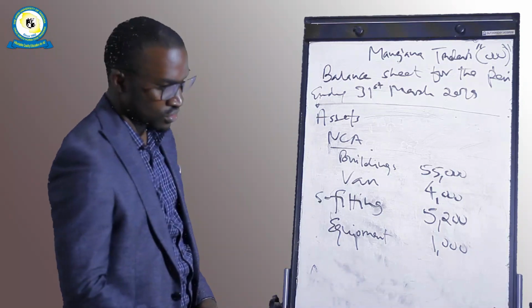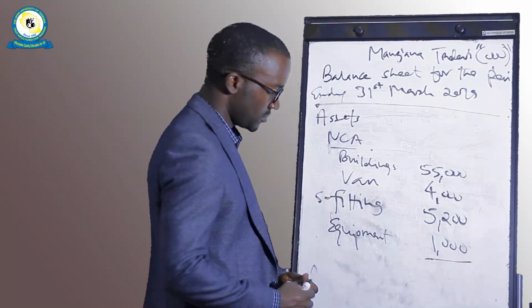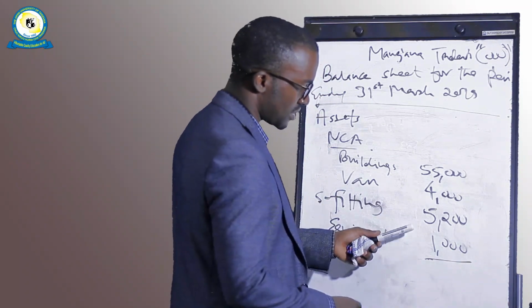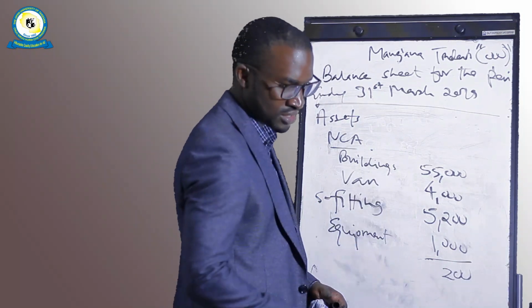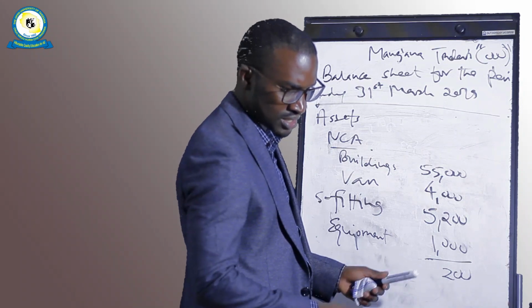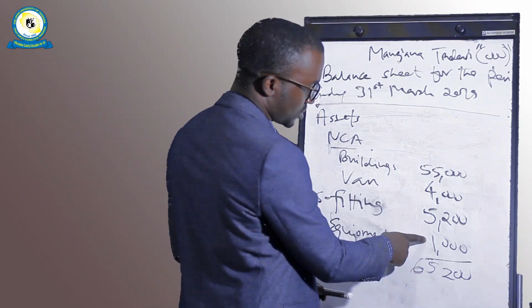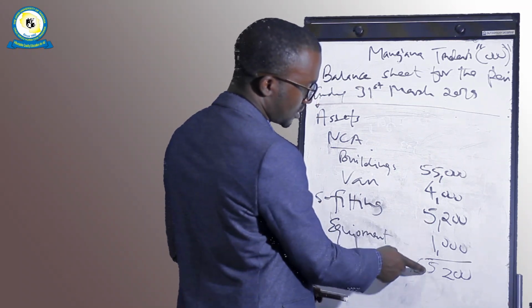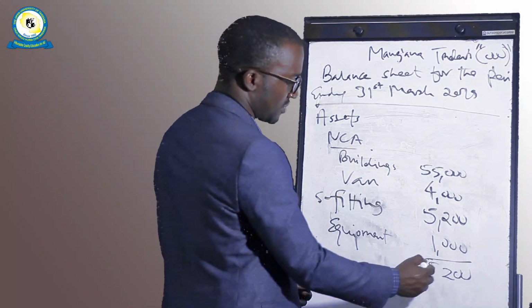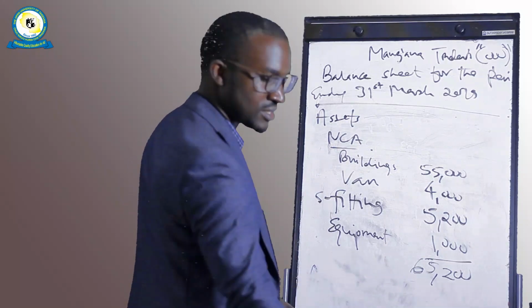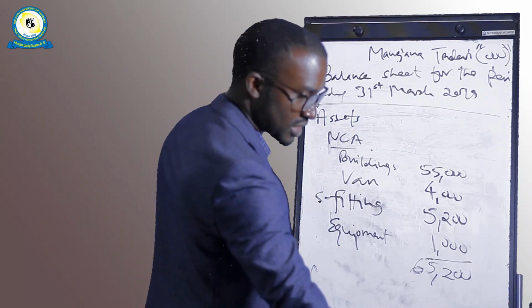Okay, so those are the non-current assets that we're having. You have to add them. If you add them, 55, then here 200, this is 610. Because this is 1, 2, this is 6, 10, 5, 15. So it's going to be 65,200. So the total of non-current assets is 65,200.